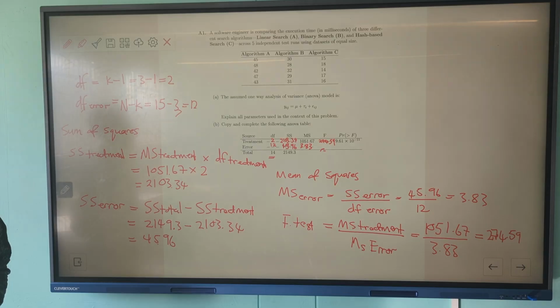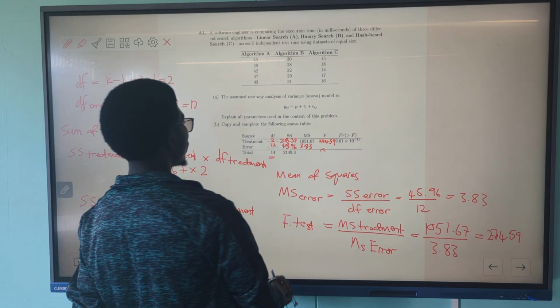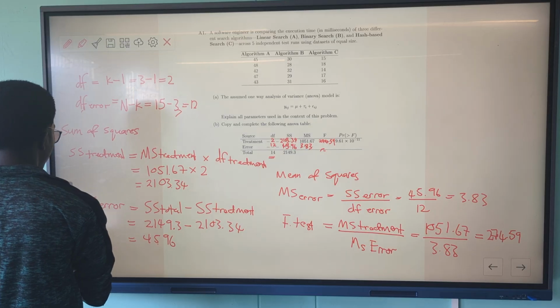But in some cases, if the question says you are not asked to create an ANOVA table, there's no need for you to create an ANOVA table. Are we together? Yes. Moving on to the next question.